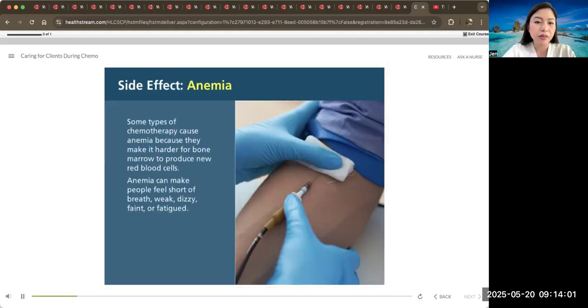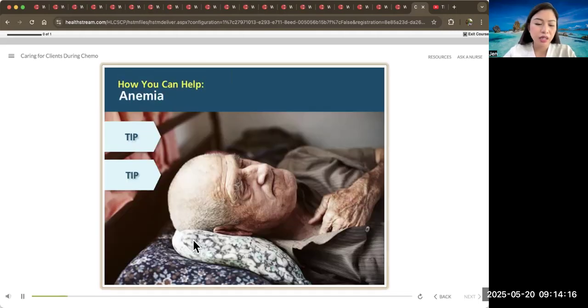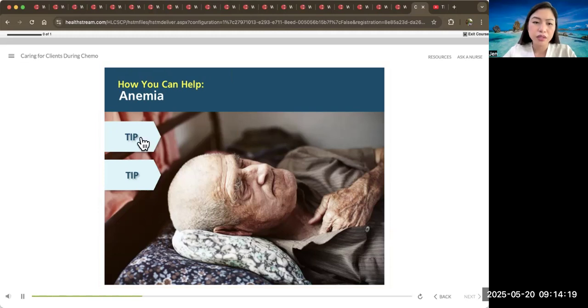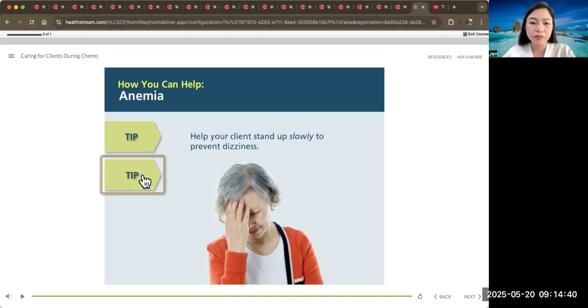Okay? Side effect, anemia. Some types of chemotherapy cause anemia because they make it harder for bone marrow to produce new red blood cells. Anemia can make people feel short of breath, weak, dizzy, faint, or fatigued. How can you help? Anemia tip. Encourage clients with anemia to eat iron-rich foods such as red meat, egg yolks, dark leafy green vegetables, spinach, collards, or kale, dried fruit, prunes, raisins, iron-enriched cereals, and grains. Help your client stand up slowly to prevent dizziness.